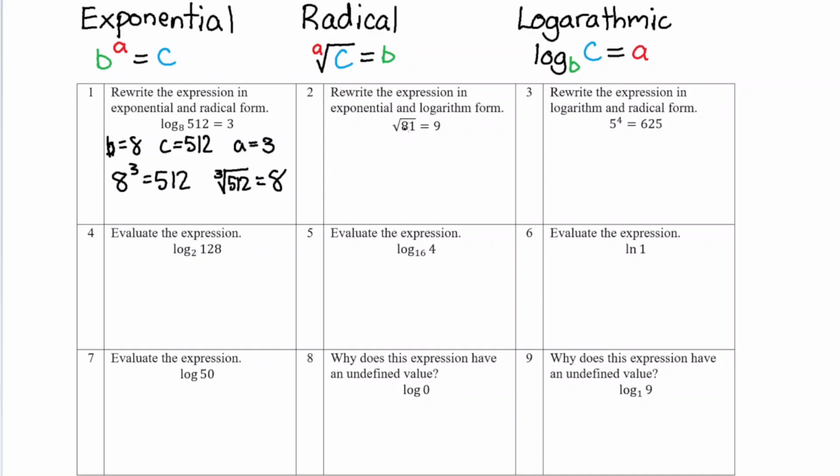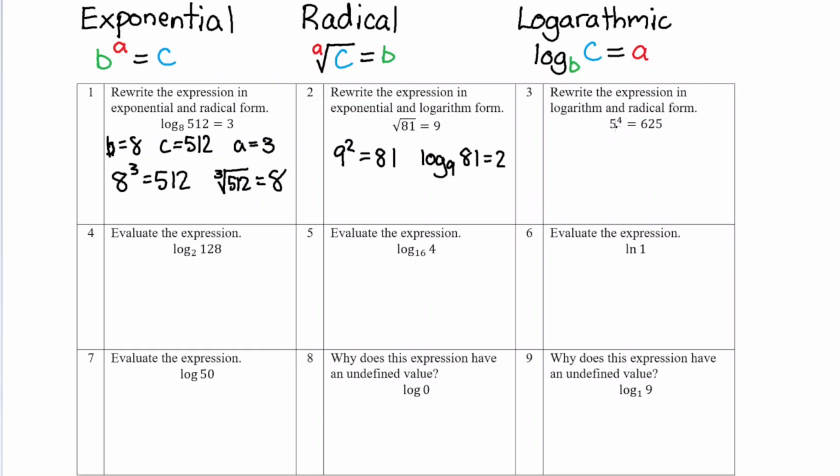Let's see, we got a base of 9 here. We have the result of the exponential form is 81, and then we know the exponent is 2. That's because, by the way, if you don't see a number in there, there's a hidden 2, square root. So we can write this as 9 to the power of 2 equals 81. And we can also write the logarithmic form: log base 9 of 81 equals 2. I think that looks good to me.